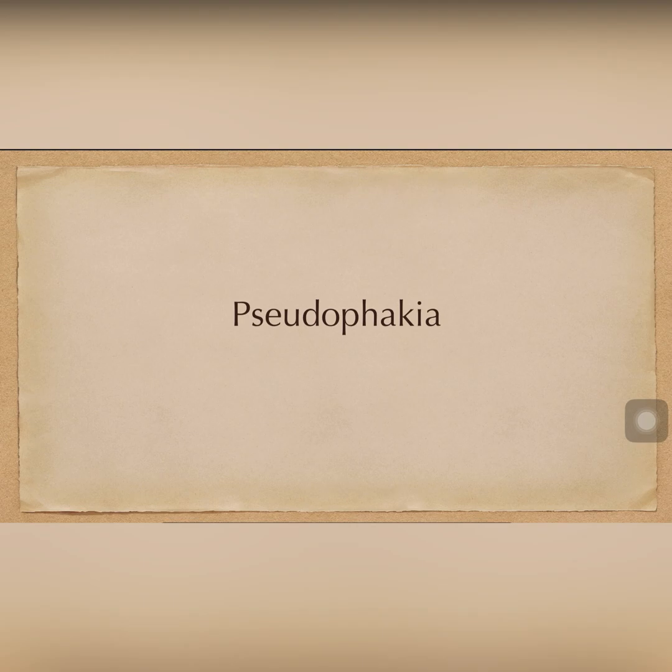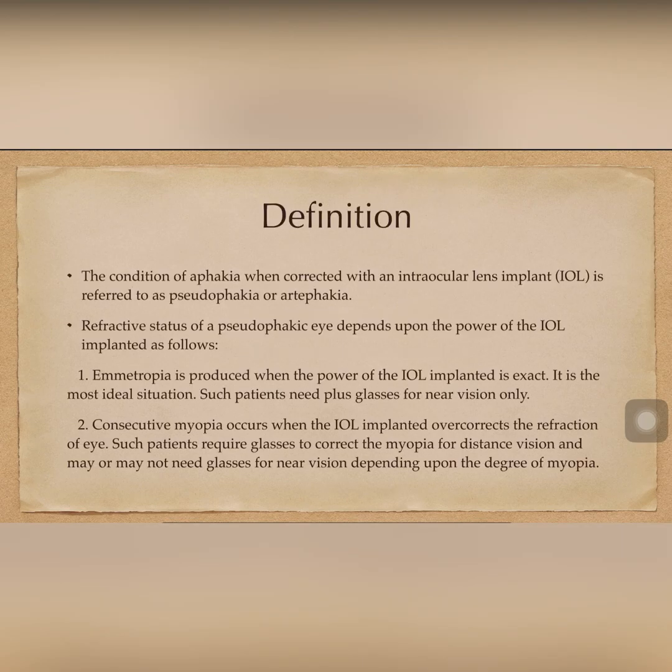Now coming to pseudophakia. What do you mean by pseudophakia? Pseudo means false, phakia means lens. So pseudophakia is a condition where a phakic eye is corrected with an intraocular lens implant. Refractive status of pseudophakic eye depends upon the power of IOL used.